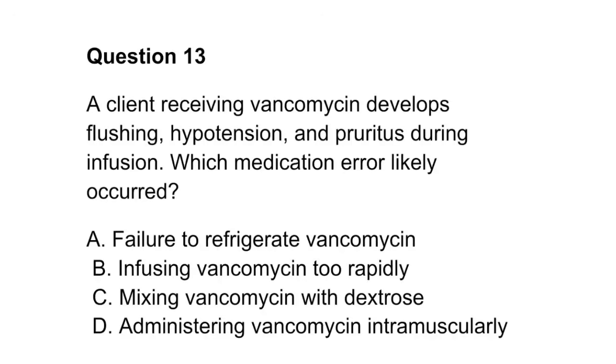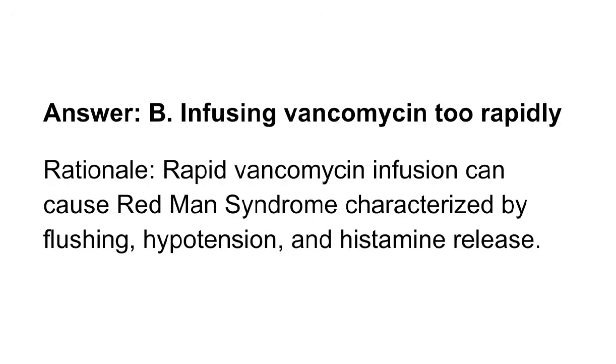Question 13. A client receiving vancomycin develops flushing, hypotension, and pruritus during infusion. Which medication error likely occurred? A. Failure to refrigerate vancomycin. B. Infusing vancomycin too rapidly. C. Mixing vancomycin with dextrose. D. Administering vancomycin intramuscularly. Answer: B. Infusing vancomycin too rapidly. Rationale: Rapid vancomycin infusion can cause red man syndrome, characterized by flushing, hypotension, and histamine release.